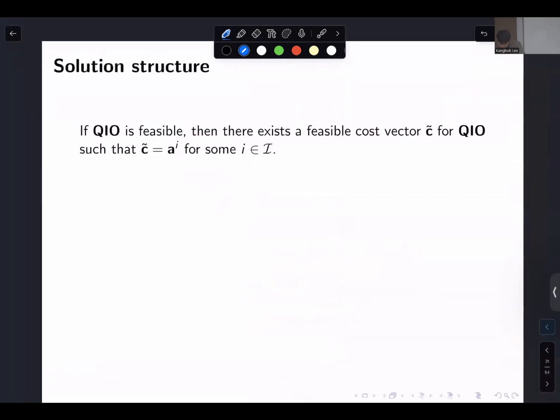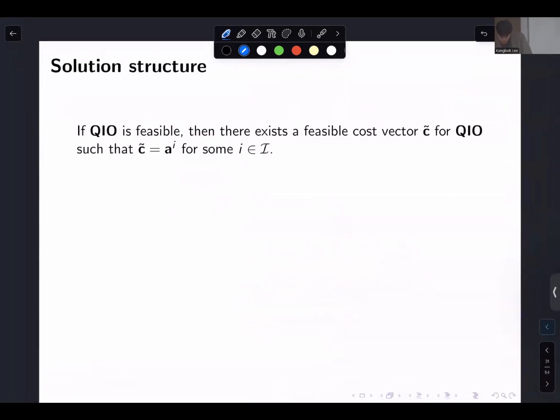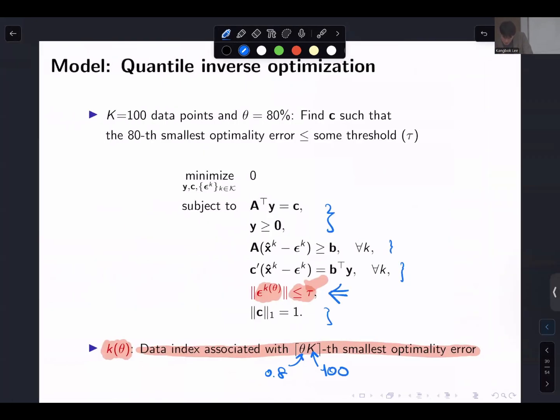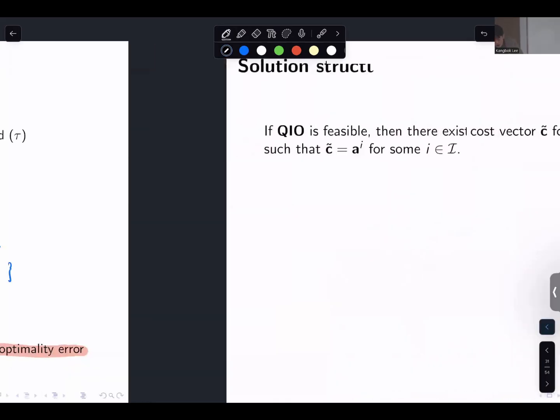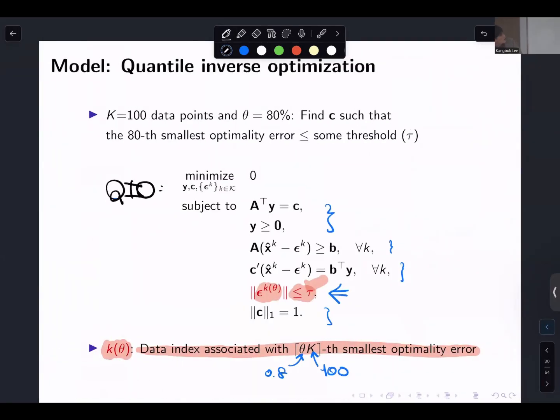Right. So this problem is a quantile inverse optimization problem. Okay. And there's some interesting structure of that problem that will lead to a very nice reformulation. And the reason why we need reformulation is because, well, this problem looks simple, right? Looks simple, but what is happening here in that red constraint is a bit messy.